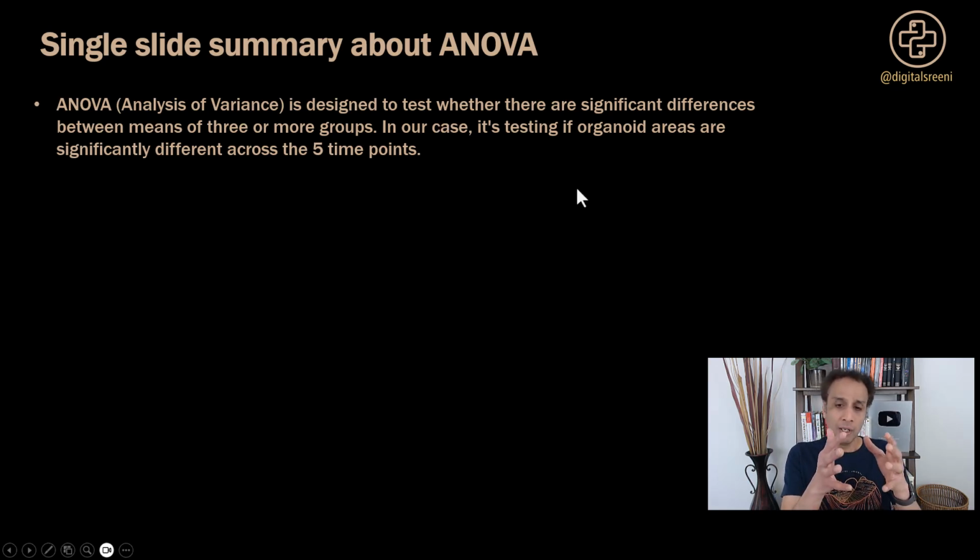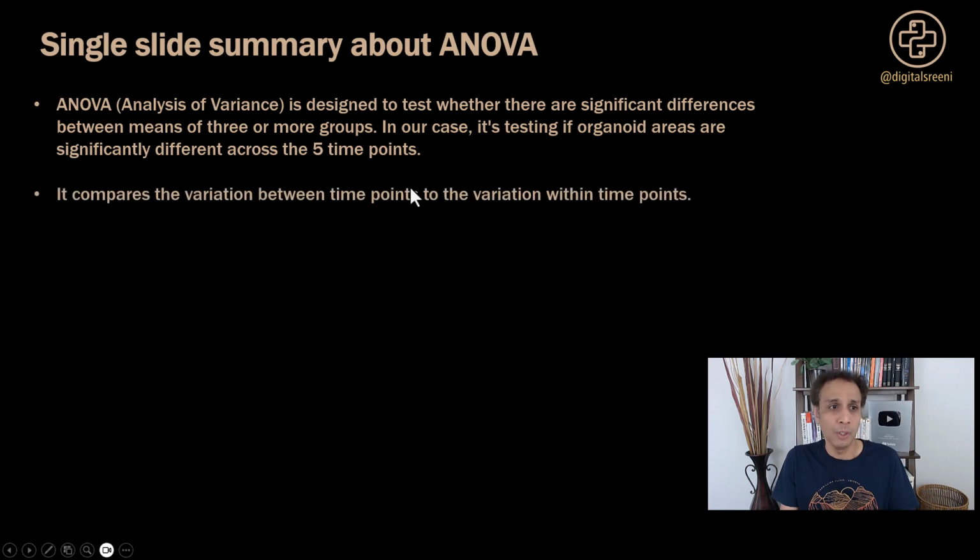So you have two different populations. By the way, if you have two different populations of data, you have the t-test, for example. There are other tests for distributions of data. But if you have multiple distributions of data, ANOVA is a very good approach. In our case, we're testing organoid areas: are they significantly different across 5 time points?